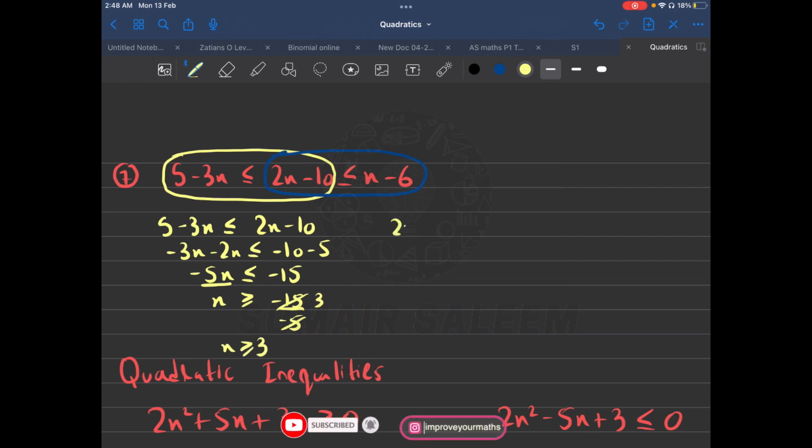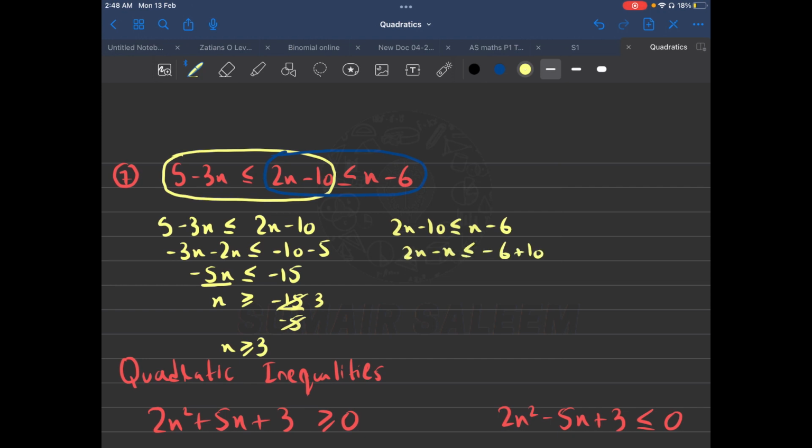Now let's do the other side. 2x minus 10 less than equal to x minus 6. So 2x minus x less than equal to minus 6 plus 10. That makes x is less than equal to 4. Now two-sided inequality means both the inequalities should be satisfied. So it says greater than equal to 3 and it also says less than equal to 4.